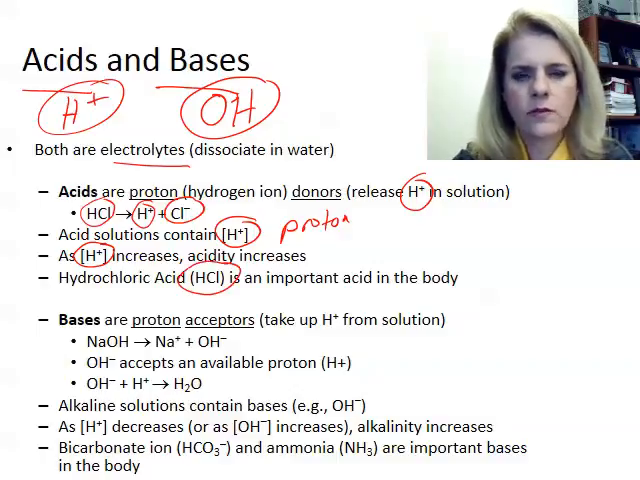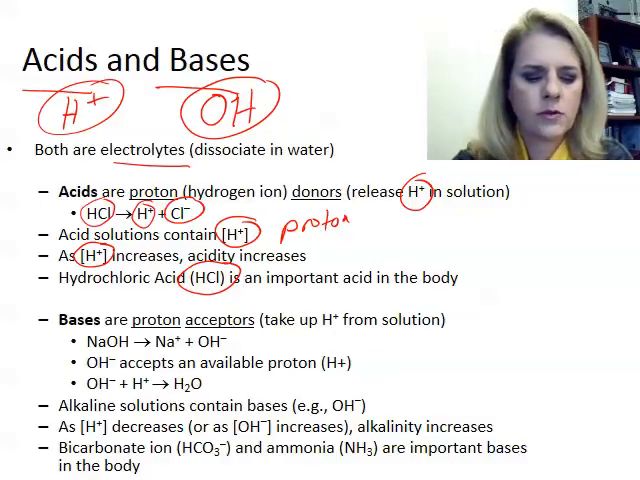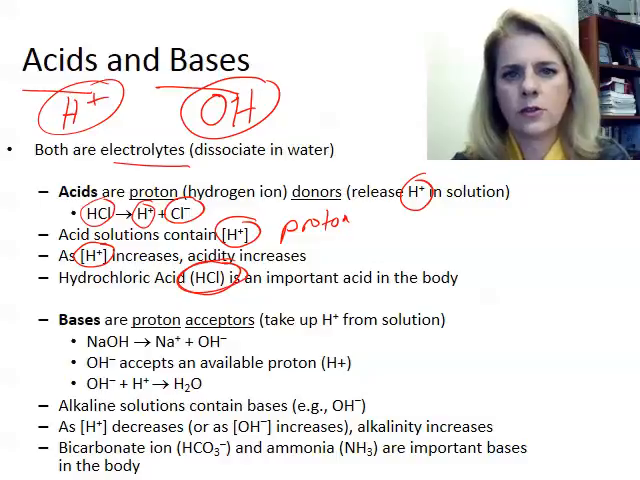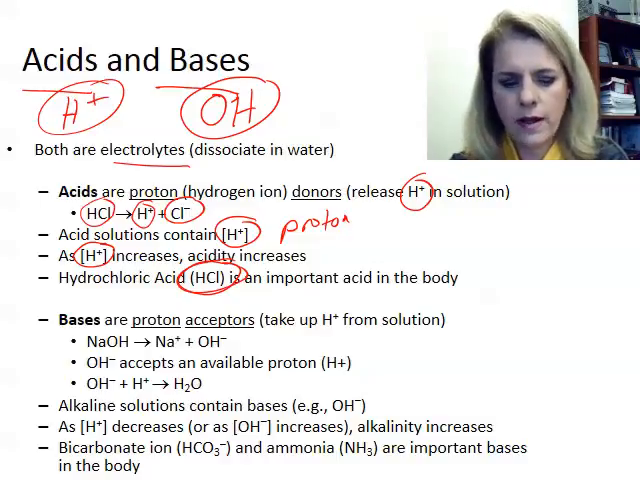Hydrochloric acid is one of our important acids in our body. We find it in our intestinal tract and our stomach to help us break down foods. So I do want you to recognize HCl as hydrochloric acid. There's many, many acids, but this is the one I want you to know right now.